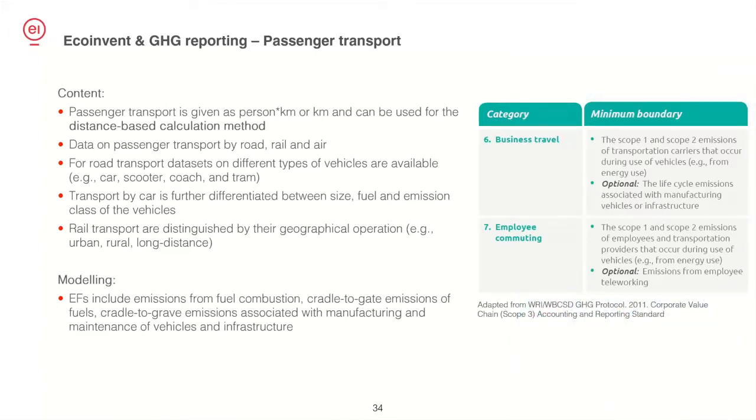And when we take a look again at the modeling of passenger transport, the emission factors of passenger transport datasets are modeled in a very similar way to the freight transport datasets. So again, the emission factors for datasets of passenger transport include the emissions from fuel combustion. They also include the cradle-to-gate emissions of the fuels and the cradle-to-grave emissions associated with the manufacturing and maintenance of vehicles and infrastructure.